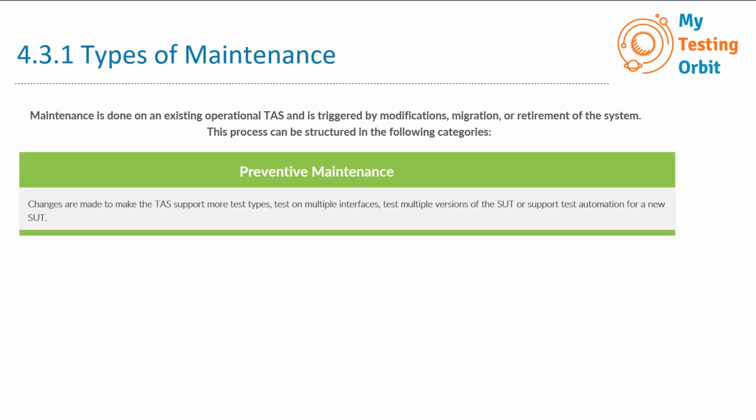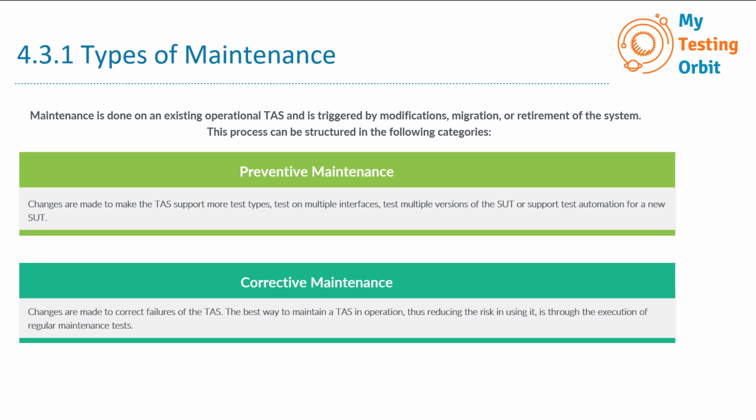So the first one is preventive maintenance. Changes are made to make the TAS support more test types, test on multiple interfaces, test multiple versions of the SUT, or support test automation for a new SUT. So imagine you have a TAS that's working very well, but a new version of the software you are testing is about to be released. So to prevent any future issues, you decide to update the TAS to support testing on this version even before any problem arises. So that would be preventive maintenance.